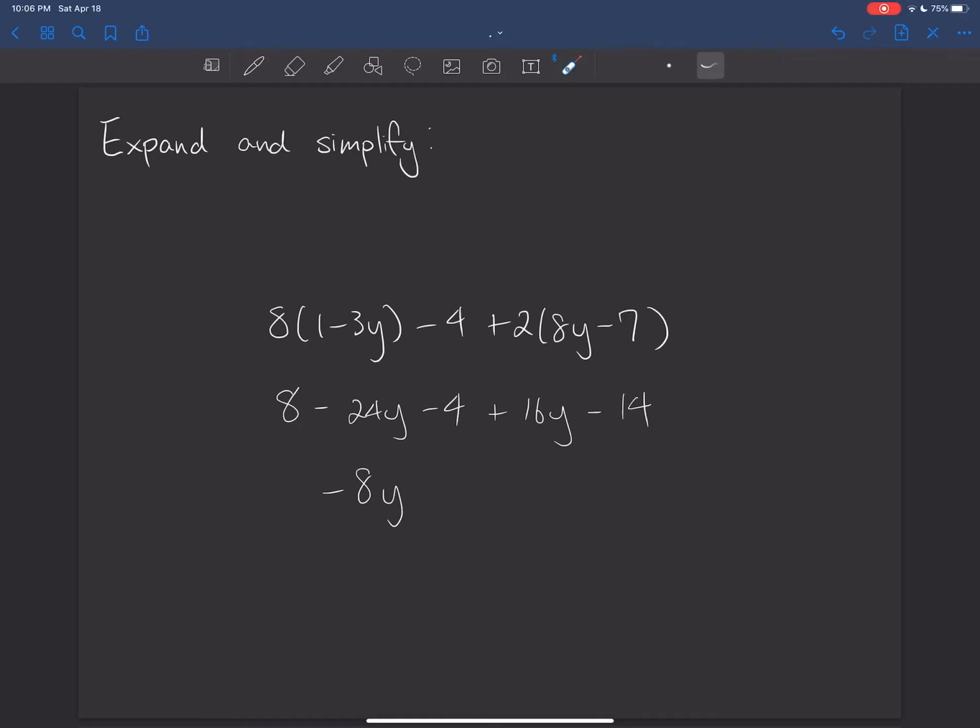And then I have positive 8 minus 4 minus 14. So together, that would be 8 minus 18, so negative 10. And that's it.